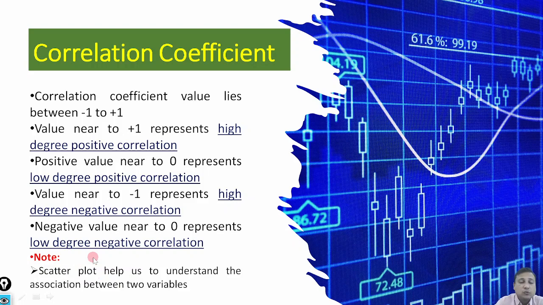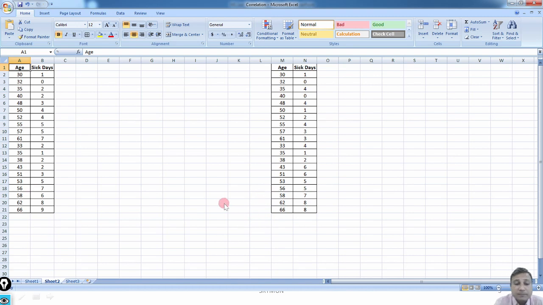So let me take you through a few examples to explain the different types of correlation coefficient. Suppose here are the two variables, age and sick days, and I want to find out what type of correlation exists between them. Here are two data sets on the same variables, age and sick days. The first data set is from one location and the second data set is from a different location.